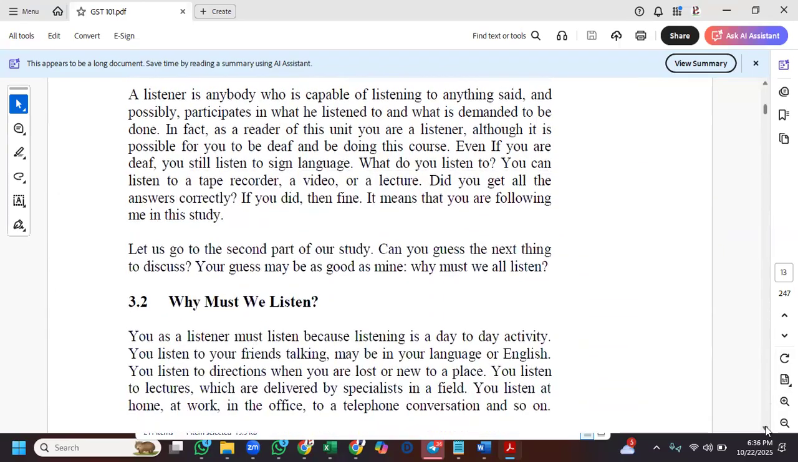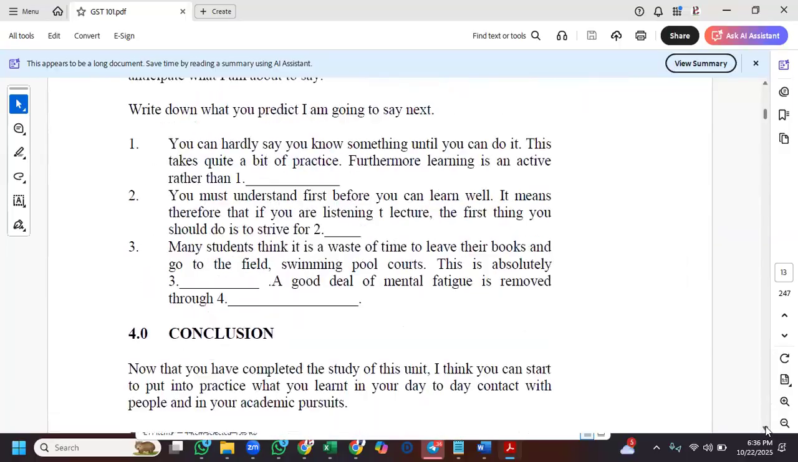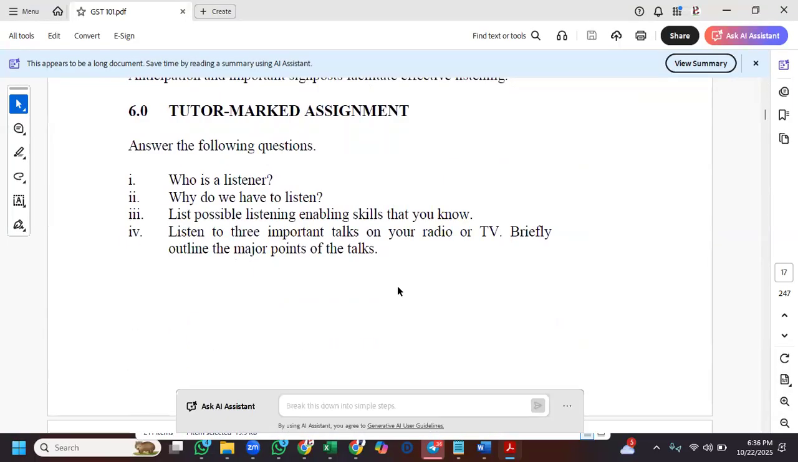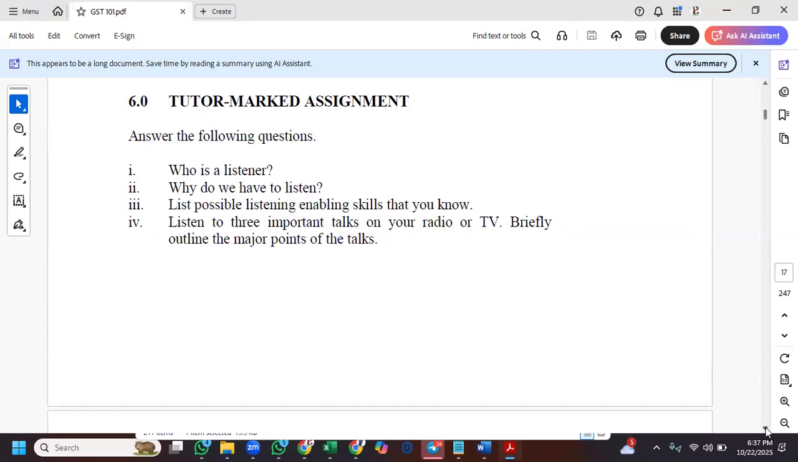Then the next question is, why must we listen? That is the next question. We listen because it is a day-to-day activity. Good. What do we listen to? Your friends talking, telephone conversation. You may listen at work, you may listen to a lecture. Those are broad, so you can just mention phone. That one is practical.